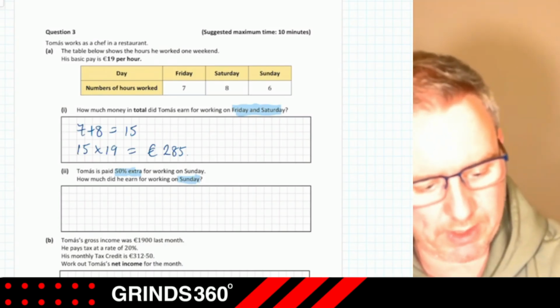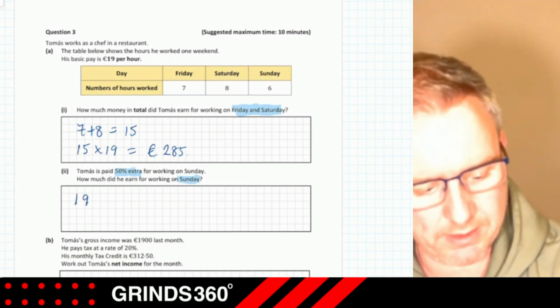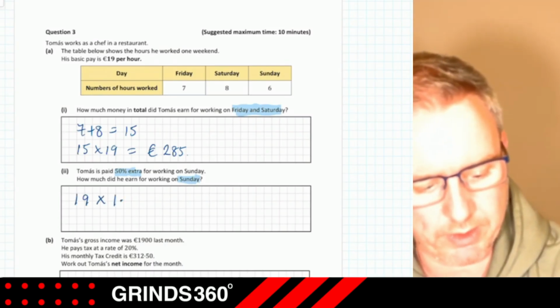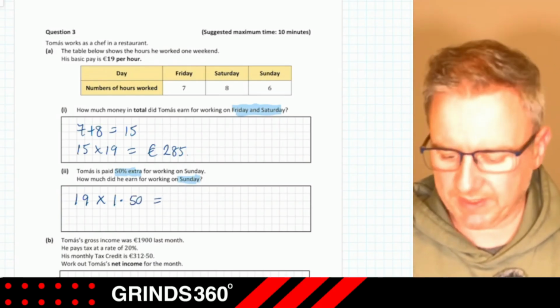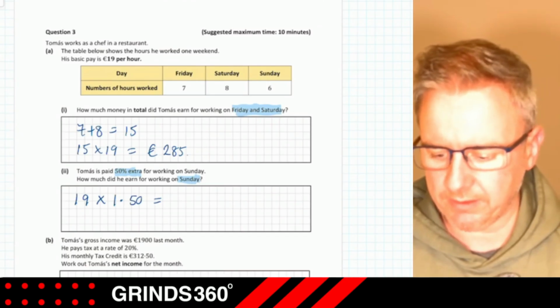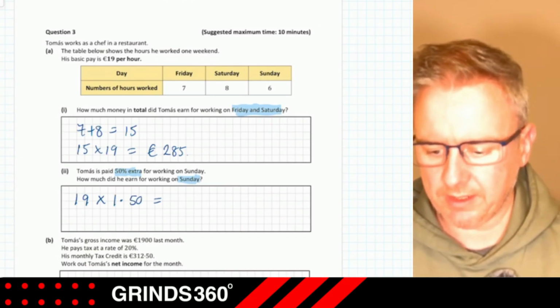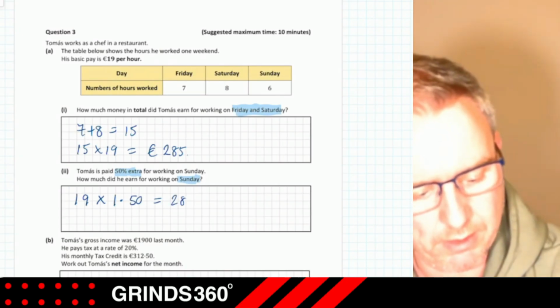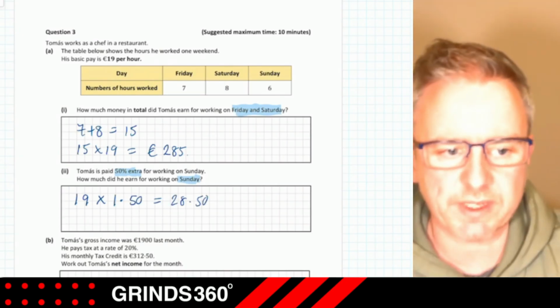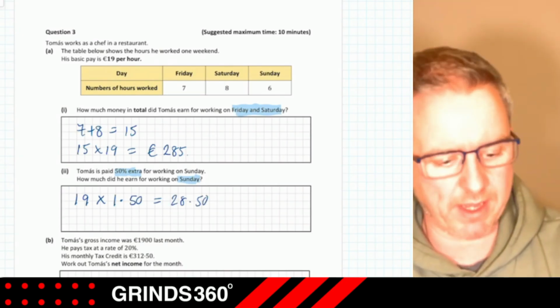So make sure you do that properly. So you're saying 19 euro multiplied by 1.5, and that's going to give you your rate of pay. And I'll explain why I'm setting up the workings this way in a second, all right? So you come along and you're saying, Tomas is going to get 28 euro 50 per hour. You'll notice I'm not worried about units until I get to the very end, all right?